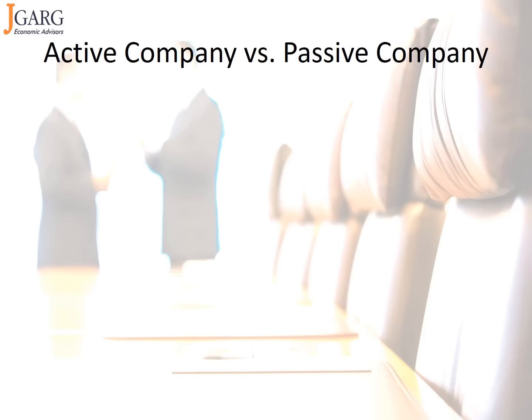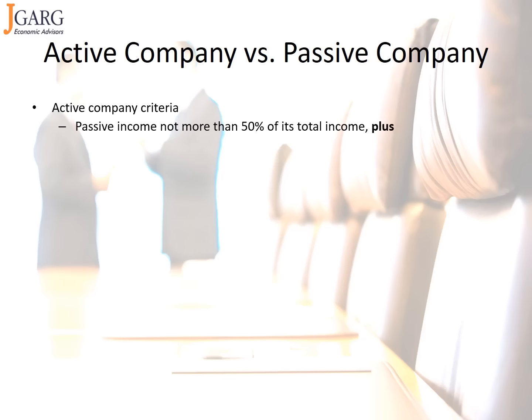Now, in order to determine whether the foreign company has its place of effective management in India or not, the first thing we need to determine is whether the company is an active company or a passive company. There are a few criteria which the foreign company needs to satisfy, and all the criteria should be satisfied in order to say that the company is actually an active business company, or the company is having active business outside India. The first criterion is passive income not more than 50% of its total income.